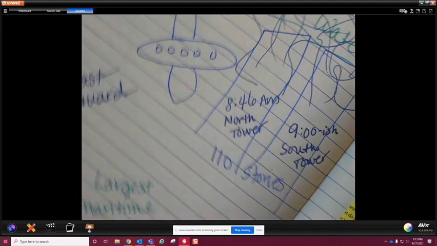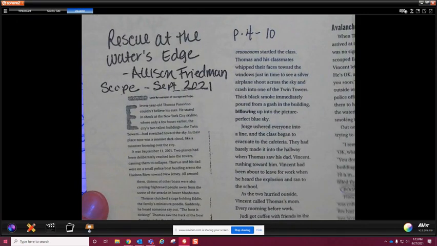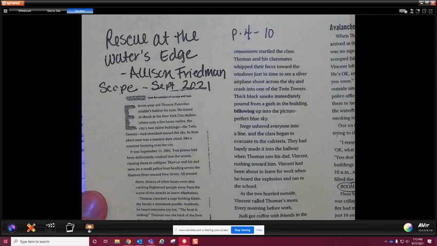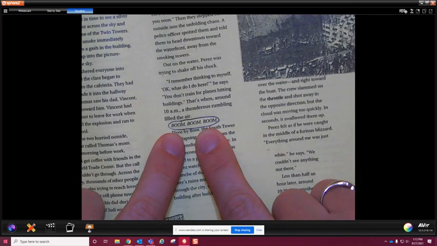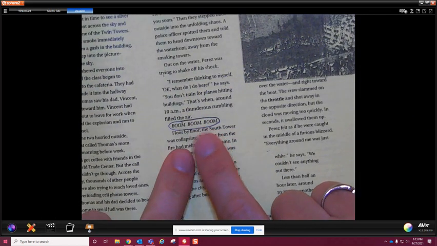So again, if you need to find this mentor text either in your sandbox or in the mentor text folder, you can do that. All right, so this is the 9/11 piece, the rescue at the water's edge. We're going to look at the 3rd column, so 1, 2, 3. And then here is the one that the class found. It says boom, boom, boom. That is an example of onomatopoeia. So it's a sound word. So we wrote that one down.